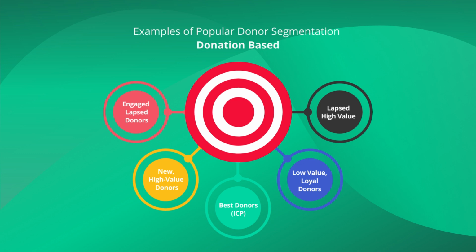By analyzing the values of each of these for each of your donors, you can then simplify this data into tiered groups that can easily be labeled as your best donors, your ideal customer profile, new high-value donors, low-value but loyal donors, lapsed high-value donors, and engaged but lapsed donors. These are all great ways to track and understand how to make your outreach appeal to each different type of donor that you currently have.